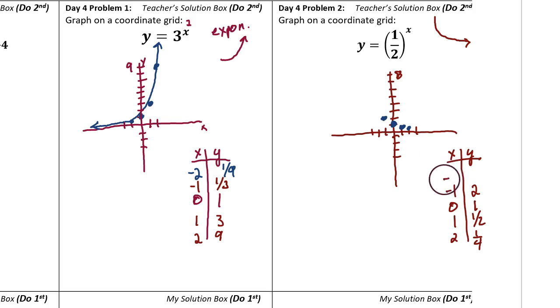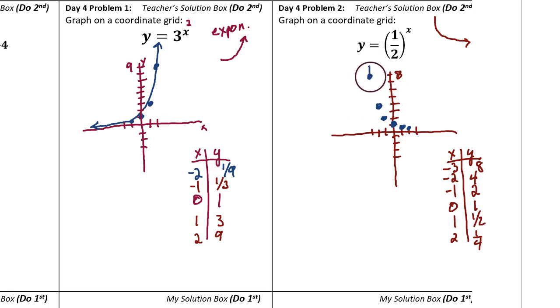Let's choose -2 for x. Y equals 1/2 to the -2. A negative exponent is a reciprocal. So when you flip 1/2 over, you get 2 to the 2, which makes 4. So -2, 4. And we might find one more. Let's use -3 for x. Y equals 1/2 to the -3. That makes 8. So left 3 up 8.